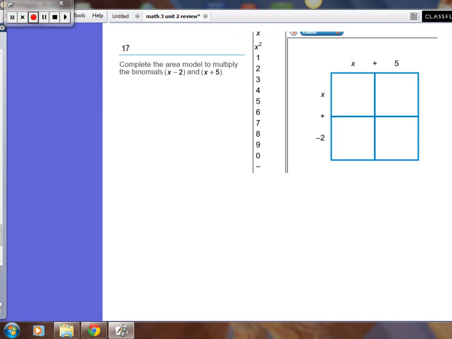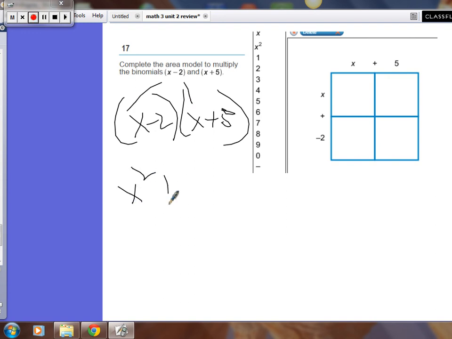Okay, 17. If you multiply and use this geometric model, so x minus 2 times x plus 5, if you distribute, that's going to be x squared plus 5x minus 2x minus 10. So it's going to be x squared plus 3x minus 10.